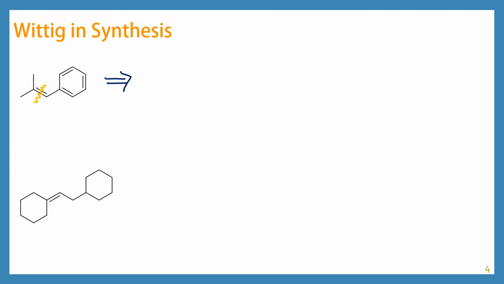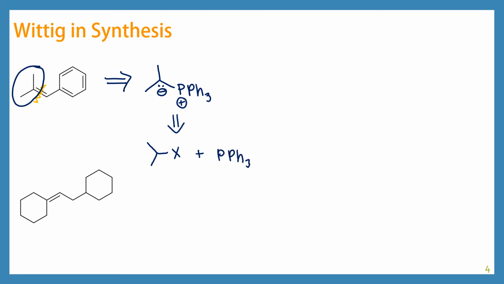So let's pretend that the 3 carbons at the end here came from an Ylide. Then what we would need is these 3 carbons with phosphorus and a negative charge on the carbon. These would be created by reacting an alkyl halide with triphenylphosphine and following it up with an alkyl lithiate.